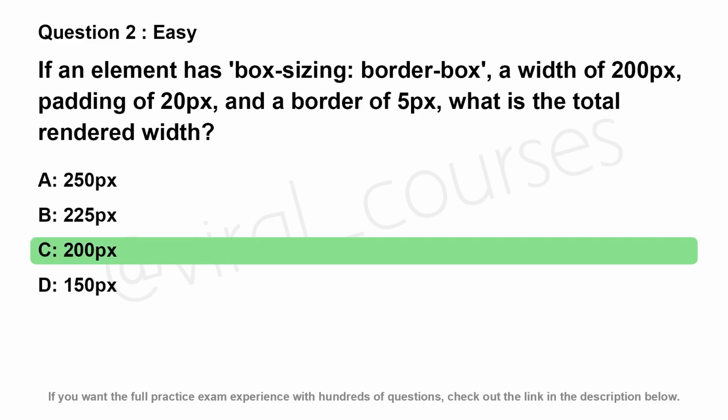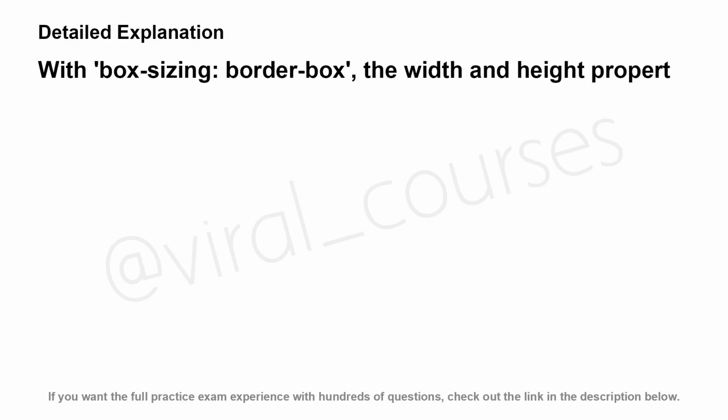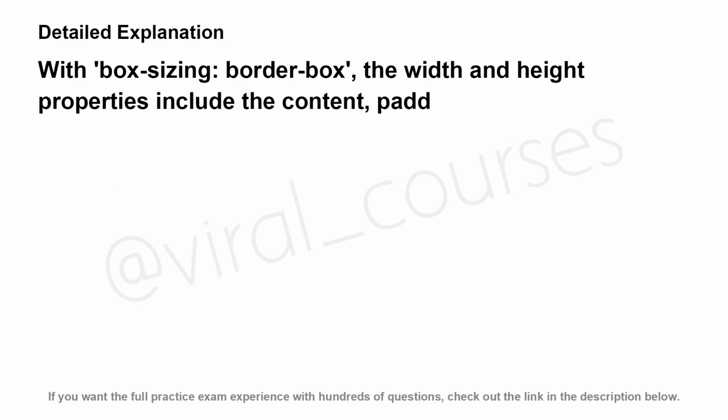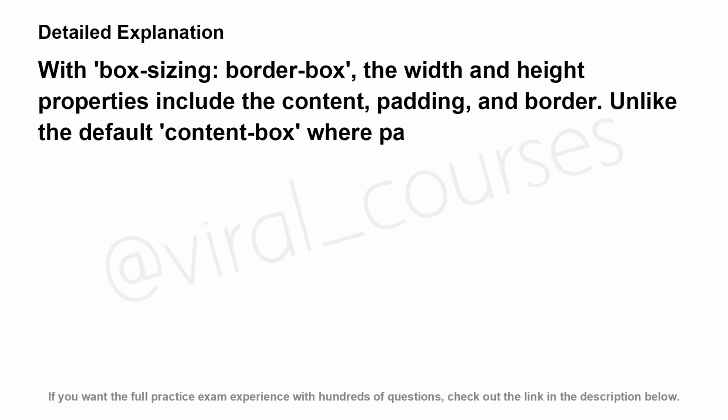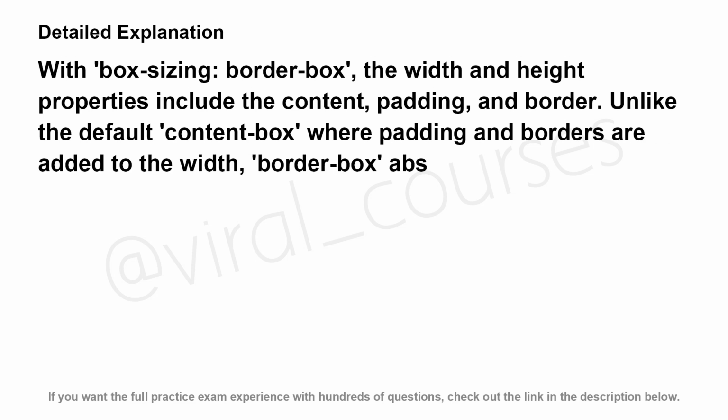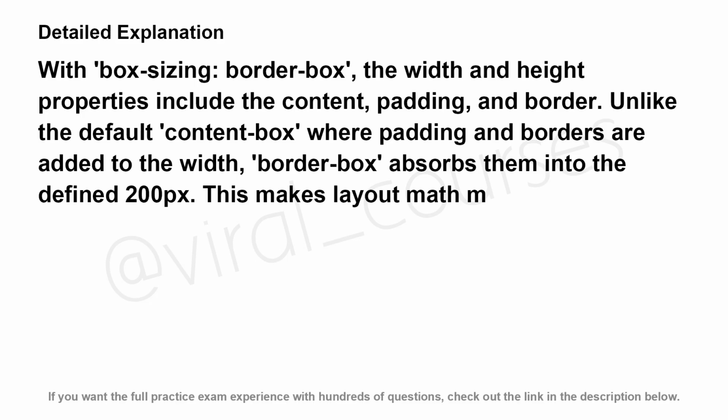The correct answer is C. With box-sizing: border-box, the width and height properties include the content, padding, and border, unlike the default content-box, where padding and borders are added to the width. Border-box absorbs them into the defined 200px. This makes layout math much simpler for developers.